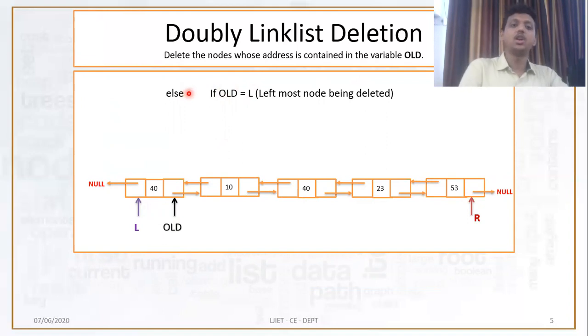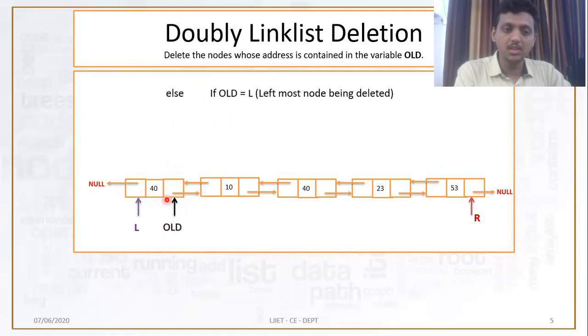Here only three steps are there. First, we check the underflow condition. In the second step, first we check for a single node, and second, we delete the leftmost node. So if L is equal to old, what do I need to do? Now just focus on the figure.